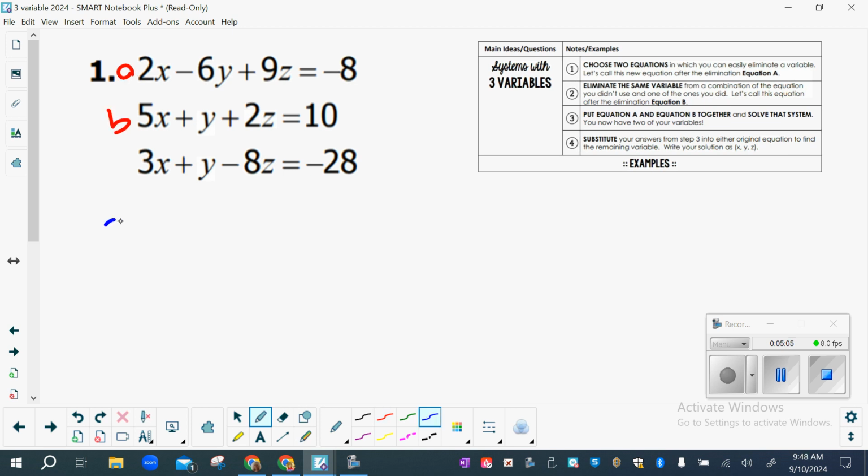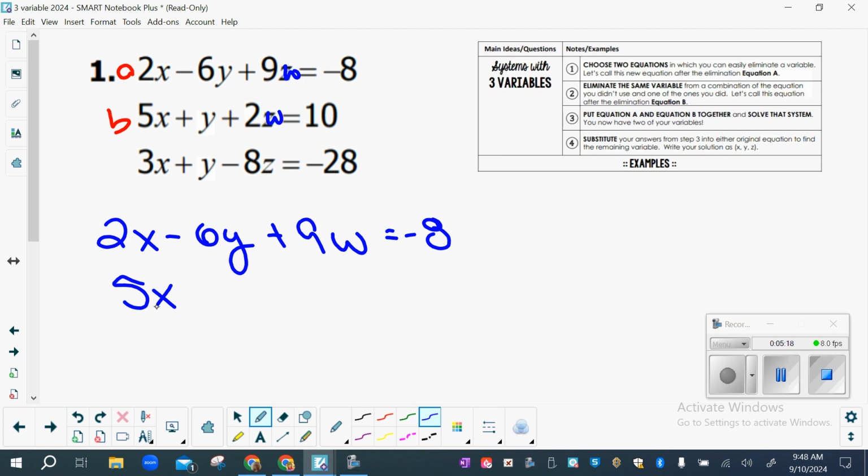So one more time. 2x minus 6y plus 9w, you know me, I'm using w, equals negative 8. And 5x plus 1y plus 2w equals 10. Am I okay? Now I want to make the same letter go away. I'm going to make the y's go away. They're already negative and positive. That's good news. But the bad news is one is a 6 and one is a 1. Ew, boo.